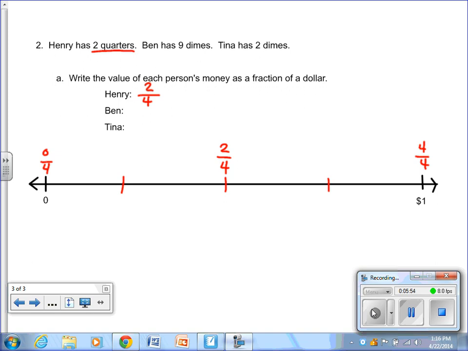Now if you want to, and it might make it a whole lot easier, erase everything except where you labeled 2/4. Leave that there. Now you're going to go back and do the same thing for Ben and Tina. Think about how many dimes are in a dollar and how many they have out of those number of dimes. Then cut up your number line and label the fractions for Ben and Tina. You can go ahead and pause for that.